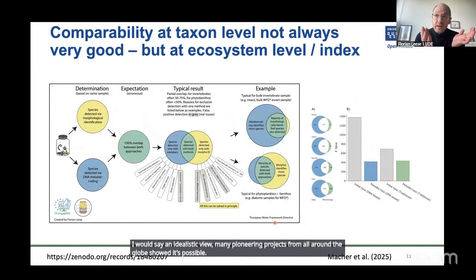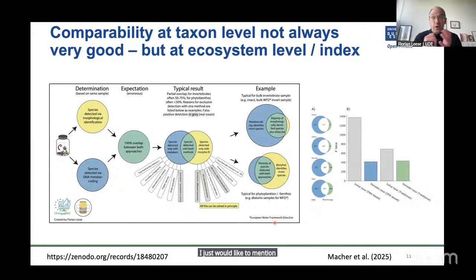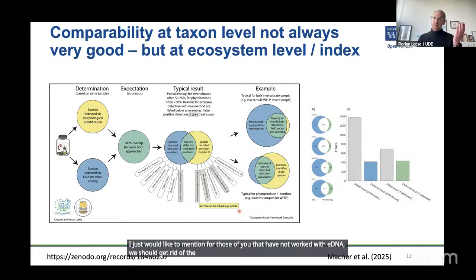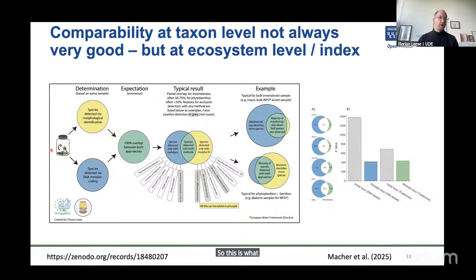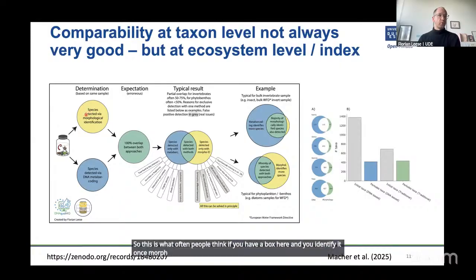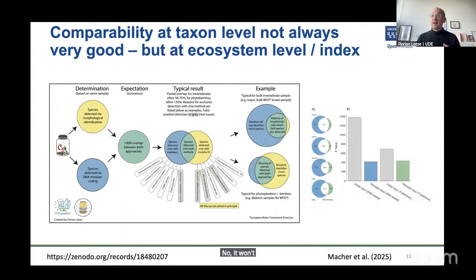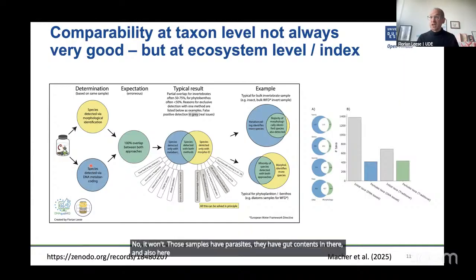I just would like to mention, for those of you that have not worked with eDNA, we should get rid of the thought that you measure something with DNA and you measure something with traditional methods, that both things should match perfectly. So this is what often people think. If you have a box here and you identify it once morphologically, then you do it with DNA-based methods, it should 100% overlap. No, it won't. Those samples have parasites, they have gut contents in there. And also here misidentifications can occur.